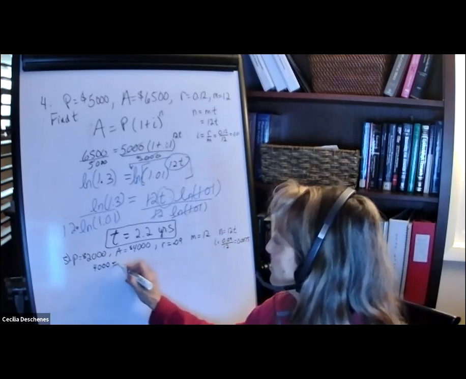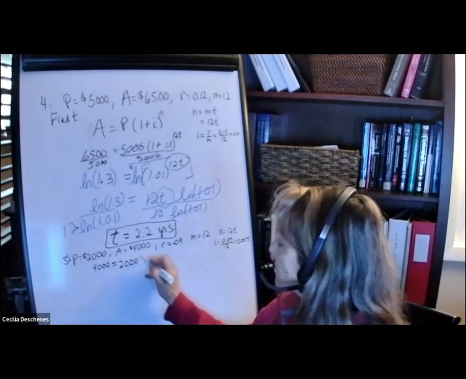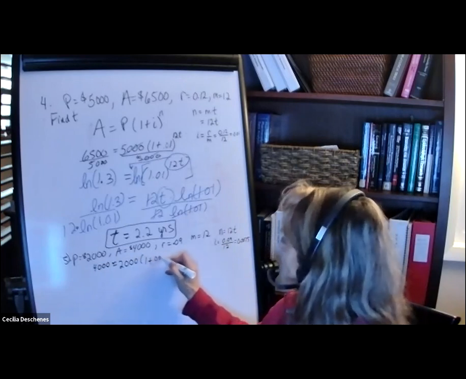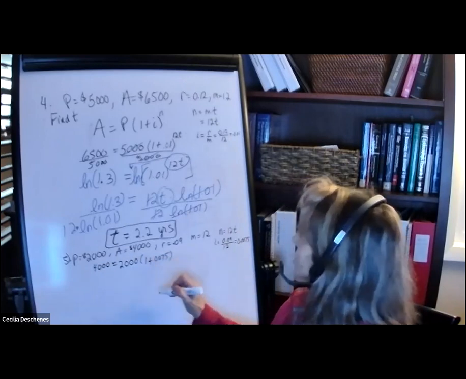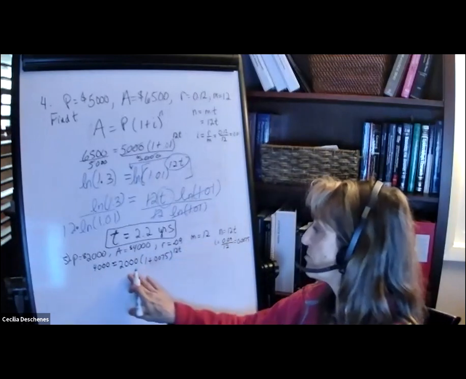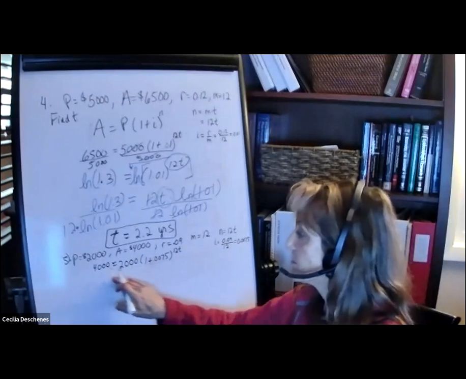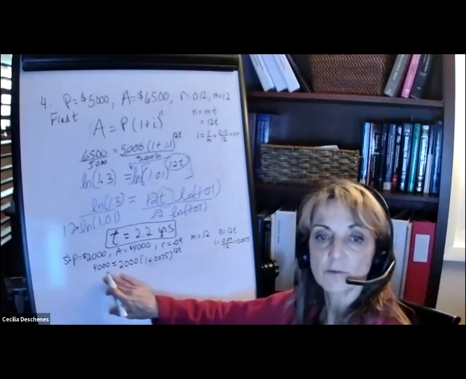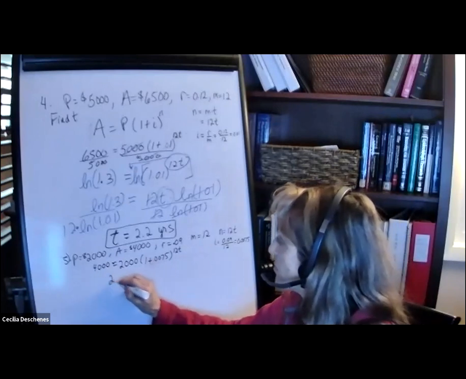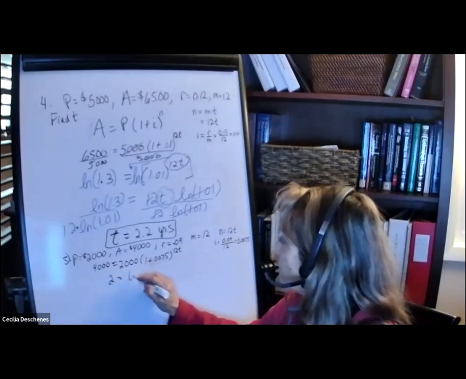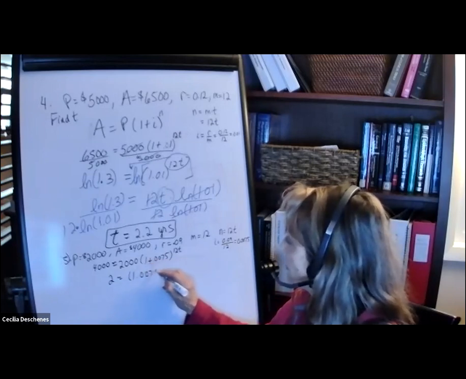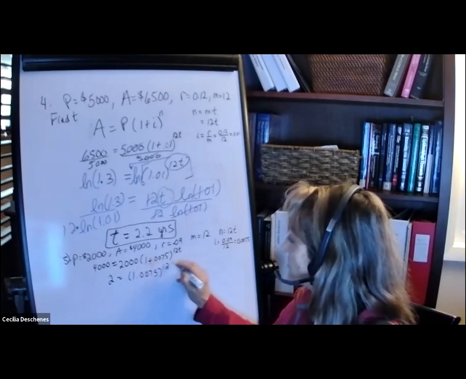Okay, so we're going to put 4,000 is equal to 2,000 times 1 plus 0.0075 raised to the 12t. All right, so if I divide both sides by 2,000, 4,000 divided by 2,000, we already knew that because we were talking about doubling it. So we're going to end up with 2 equals 1 plus 0.0075 raised to the 12t.